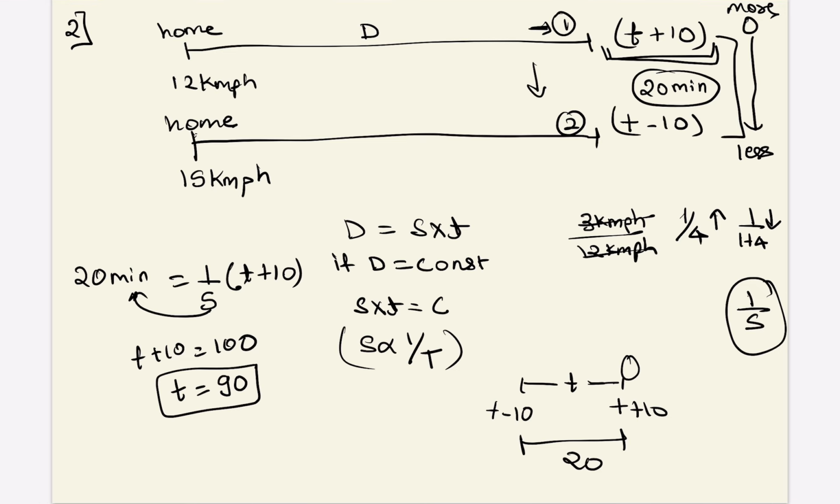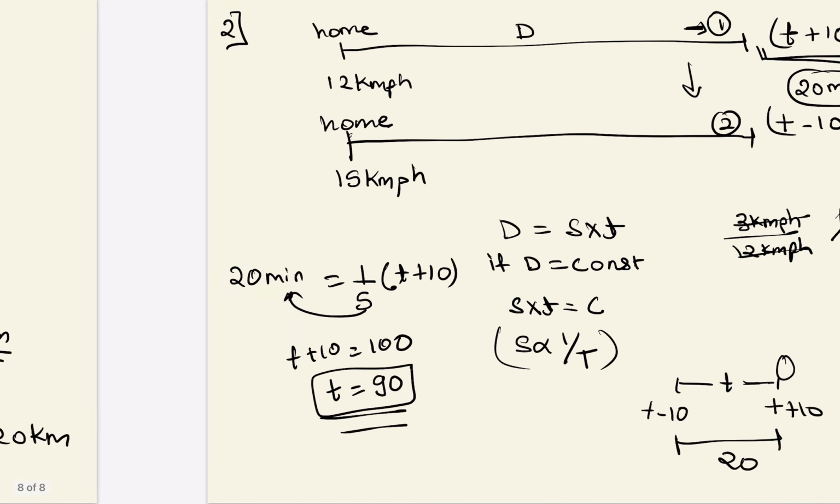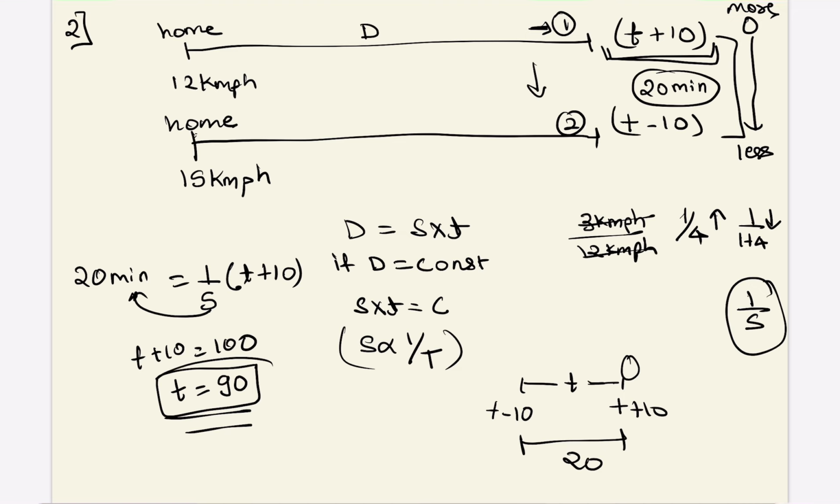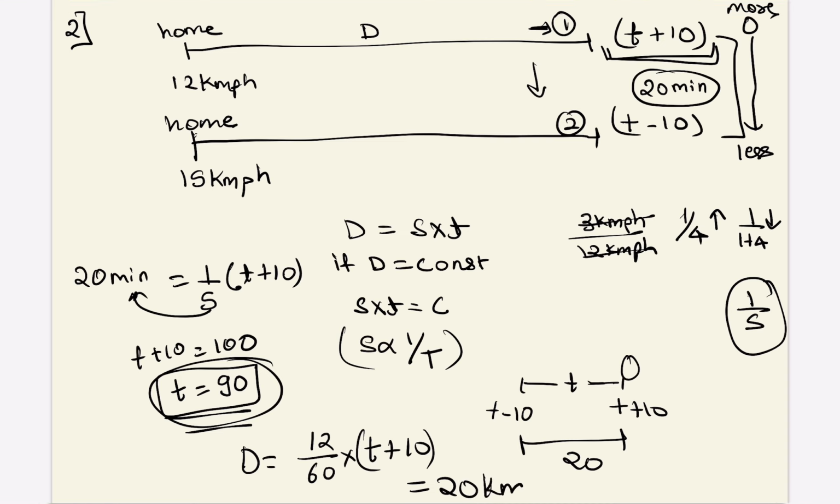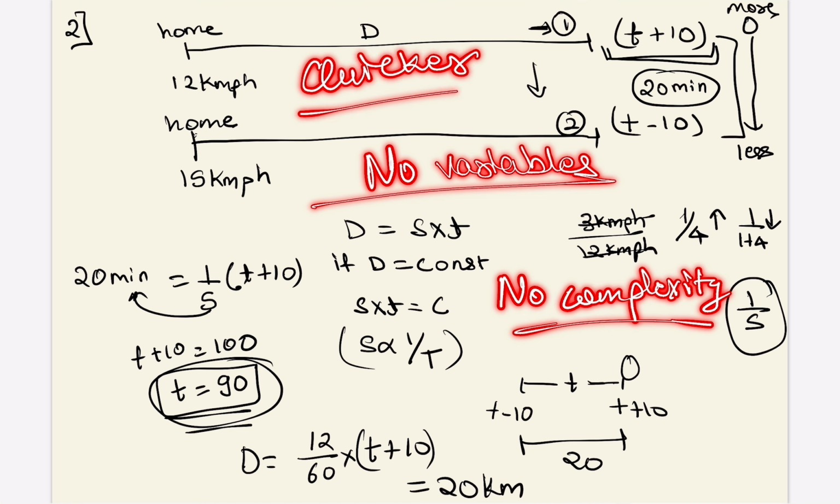Fair enough. Now what we did here is the same thing that we did before. We have got the same time, if you notice. So we'll just input that, d equal to 12 by 60 into t plus 10, which will again give me 20 kilometers. This method has no variables and no complexity. It is quicker. So I hope this is the method that you use in the exam. I hope you like this. I'll see you in the next one.